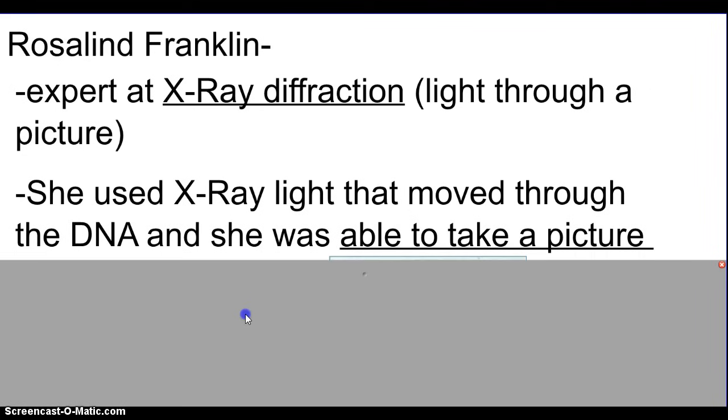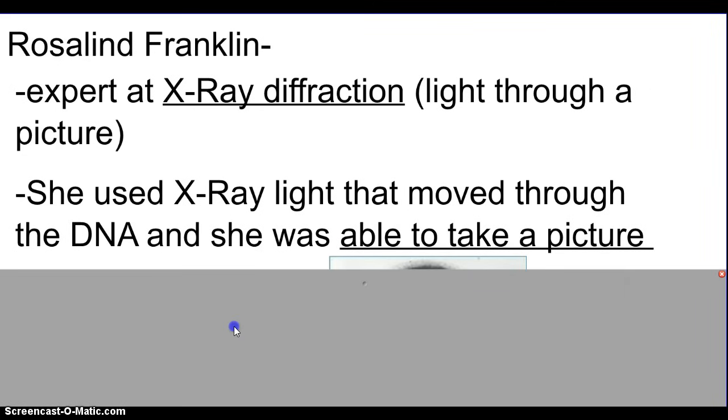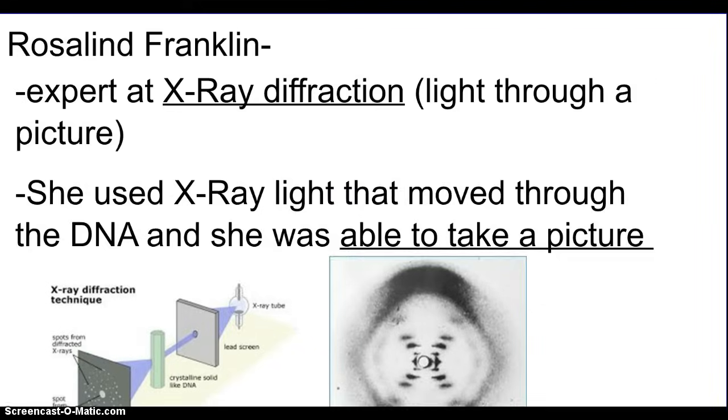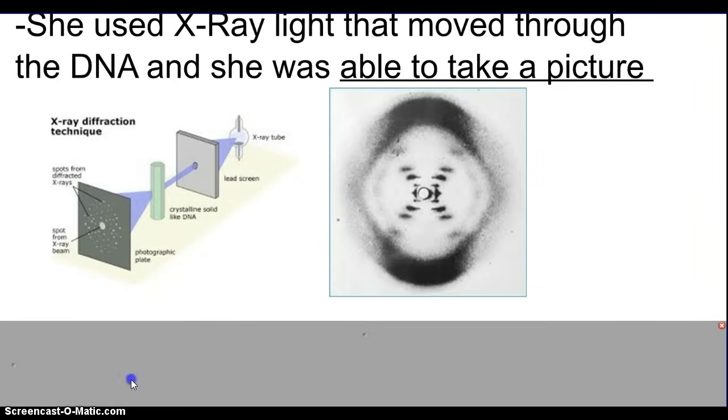So she used X-ray light that moved through the DNA, and she was able to take a picture. And this is kind of her little setup here. She had an X-ray tube that shined X-ray light out, and then a screen which filtered all other light except for the X-ray, so just X-ray light coming through. And then it hits this crystalline prism, this glass prism, and inside that prism is a little strand of DNA. She was able to extract the DNA and put it in there. And then that prism diffracts the light.